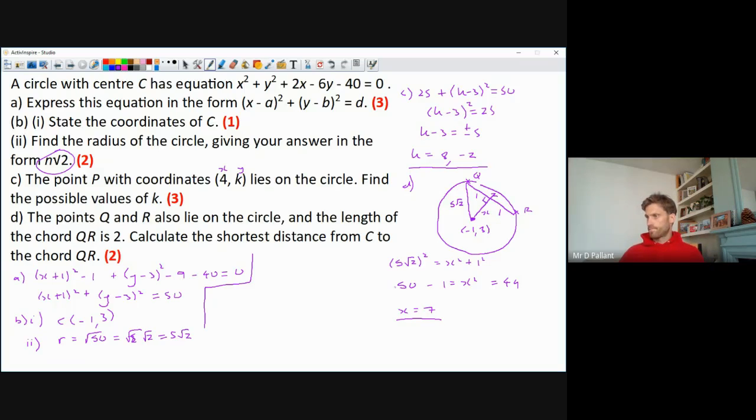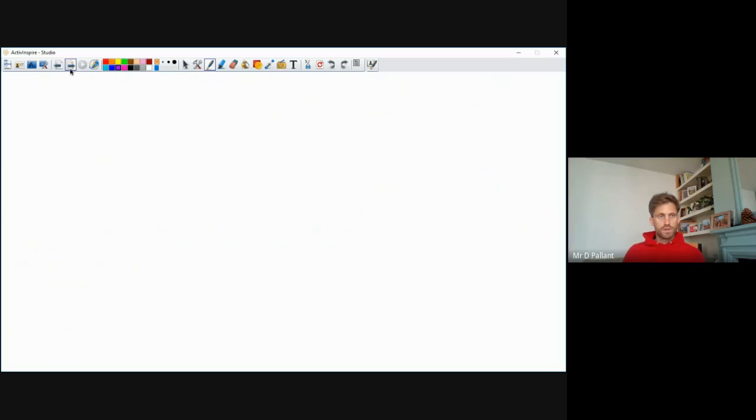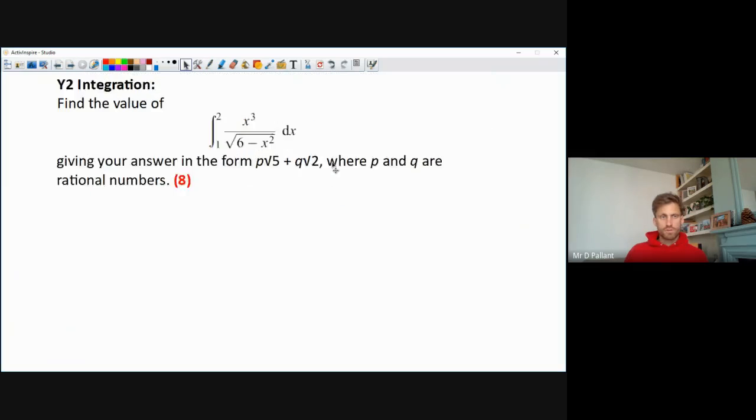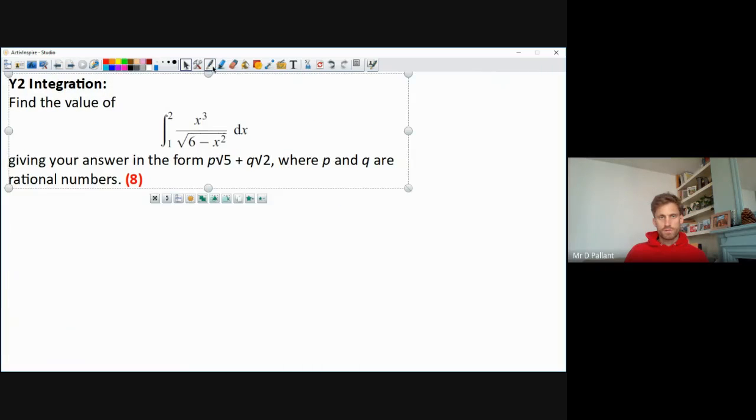Okay, good. Next one, we're whipping through this, aren't we? Next one, that's more space. Right, so an integration question, it's an exam question. Move over there. Find the value of that.